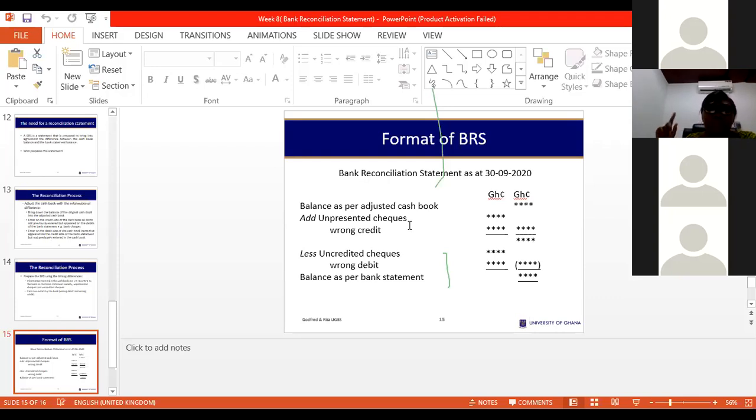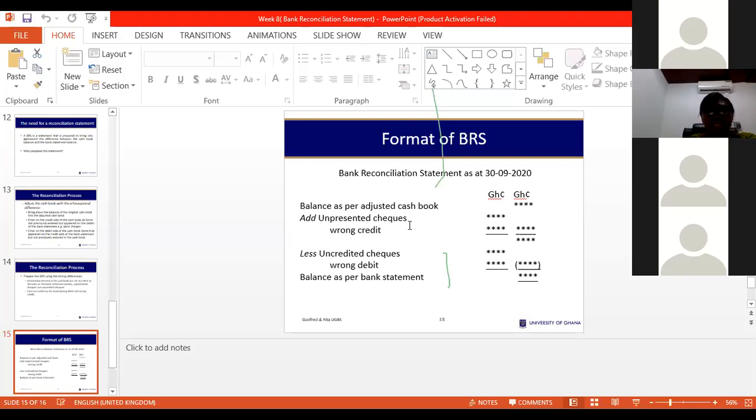Again, if the bank has wrongly credited our current account at the bank with an amount, it would increase our bank balance. So our cash book, we want to agree the balance with the bank statement balance. So we have to also add it to our cash book. Of course, later when it is corrected, we will do the correction again. Okay, so we add it.